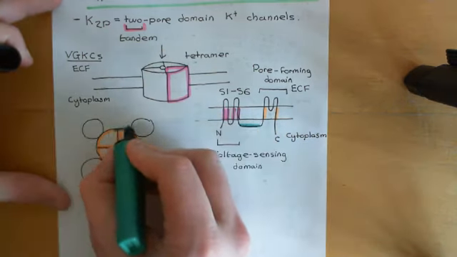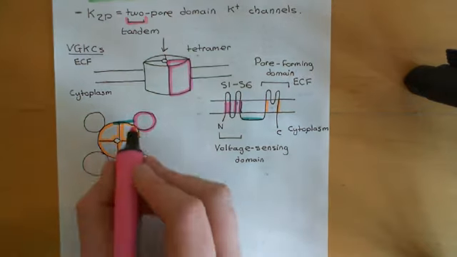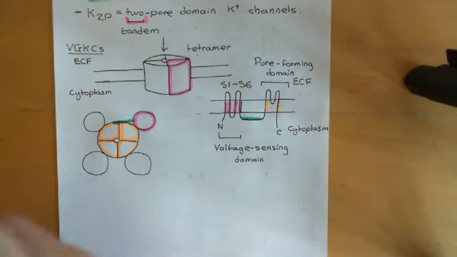Here's a linker between this voltage sensing domain, which I'll colour in purple here, which is this cluster of four membrane spanning alpha helices, S1 to S4. This is its S4, S5 linker, as it's called.